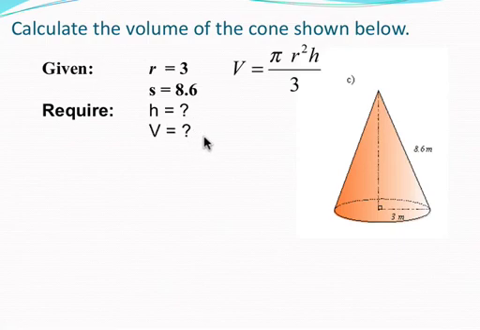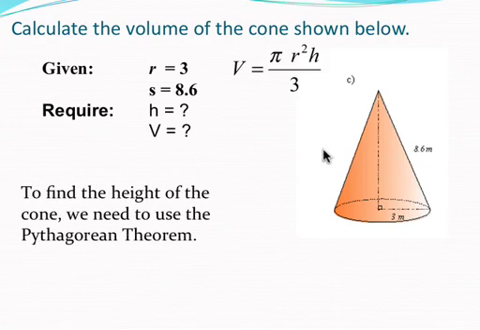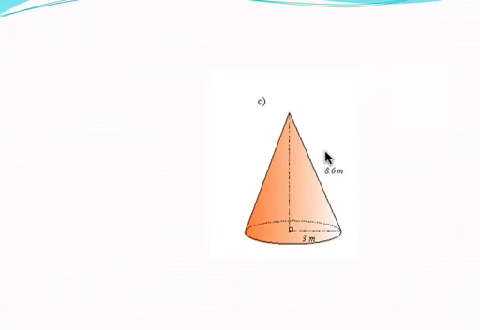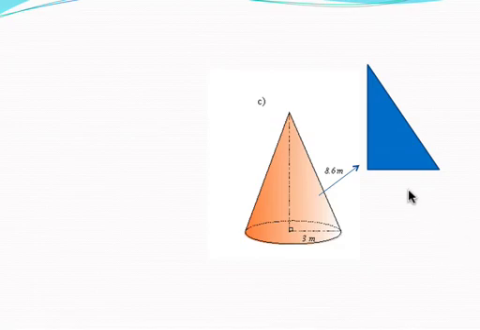Now, to calculate the height of this cone, we're going to have to use the Pythagorean theorem. So looking at this cone, I'm going to draw the right angle triangle so it's a little bit more obvious and put on the measurements. So the radius is 3 meters, and so that corresponds to this side of the right angle triangle. And the slant height is 8.6 meters, and that corresponds to the hypotenuse of this right angle triangle.